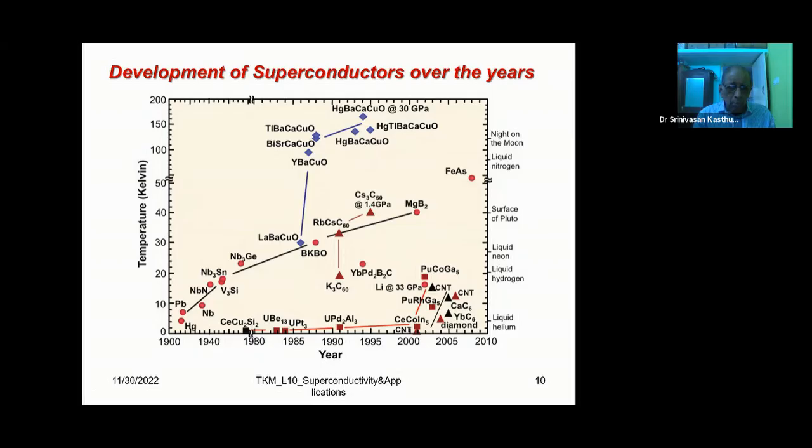So now you can very clearly see that the development of superconductivity has increased the transition temperature to above the liquid nitrogen temperature. But it is also known that these high temperature superconductors are anisotropic. They are not isotropic in structure. That means the current flow in different directions can be different in such cases, right?